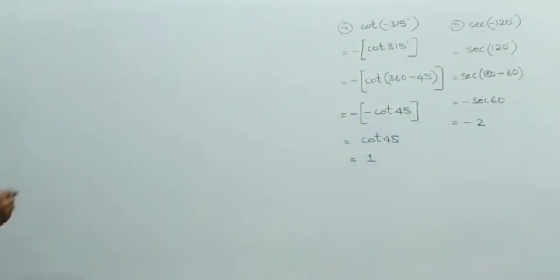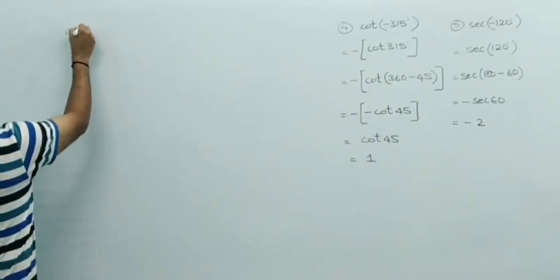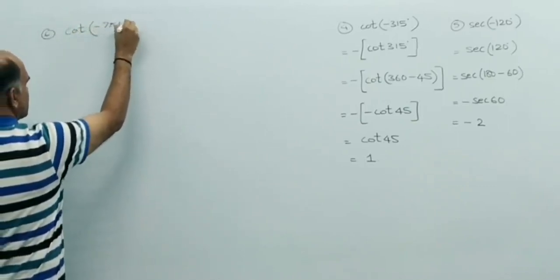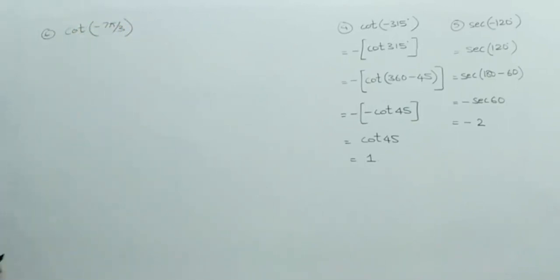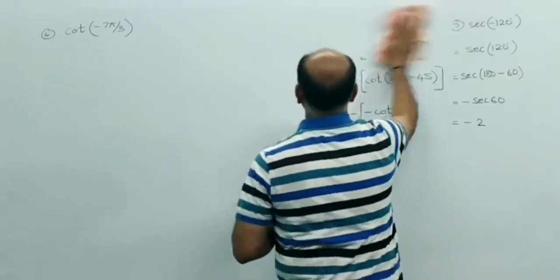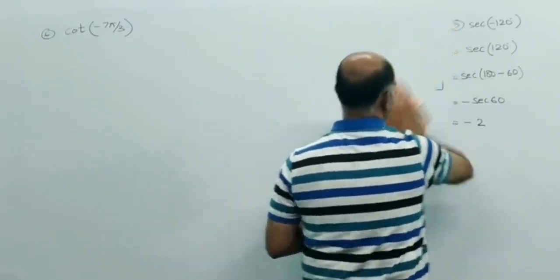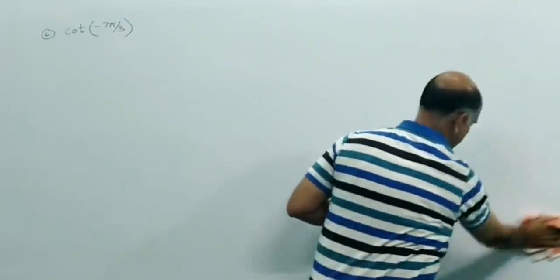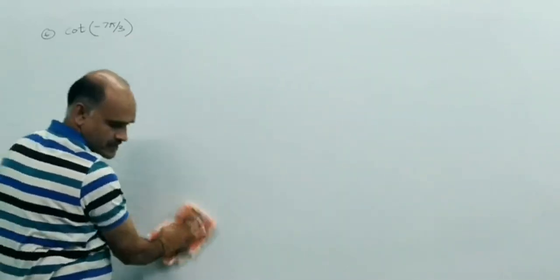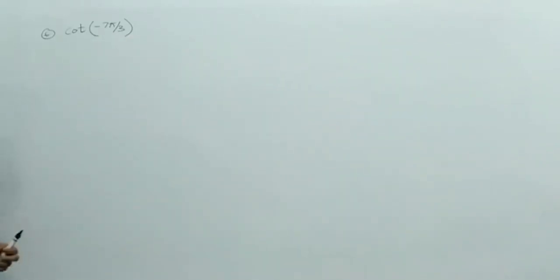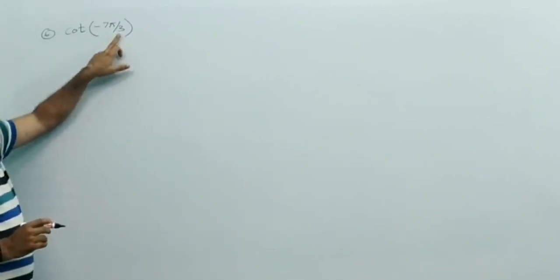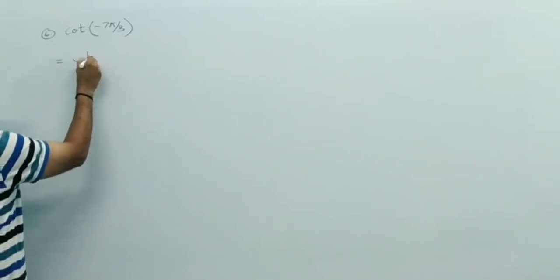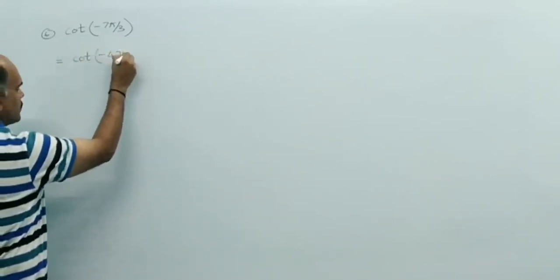Similarly, next you can try cot of minus 7 pi by 3. First you convert it into degrees, it will be easy to solve. Pi by 3 is 60. 6 sevens are 42. So you will have minus 420. So cot minus 420.